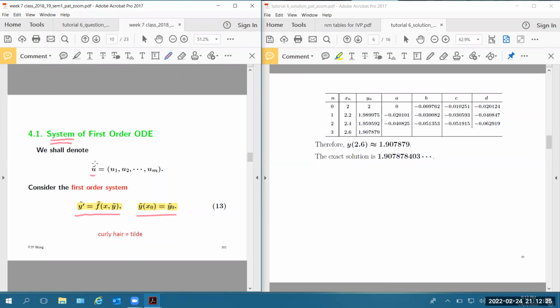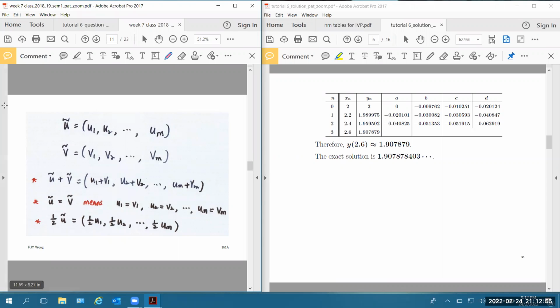So you see here, U tilde. U got curly hair, so meaning what? Inside actually got a few things: U1, U2, and so on. That's the meaning. So you imagine, all these with curly hair mean inside got so many things. Okay, so let's look at it more closely.